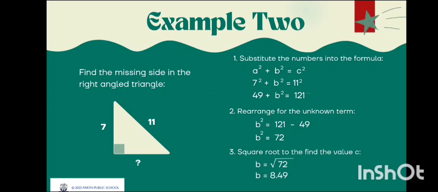Hypotenuse is 11, so 11 square will be 121. If we find the squares, 7 square is 49 plus b square is equal to 121. From here, we can find the base.